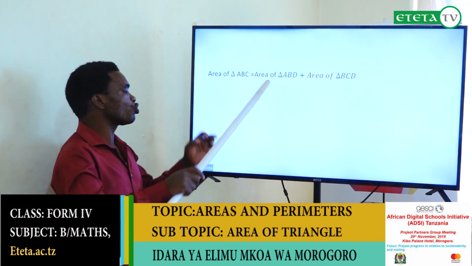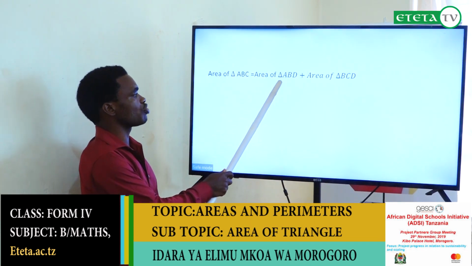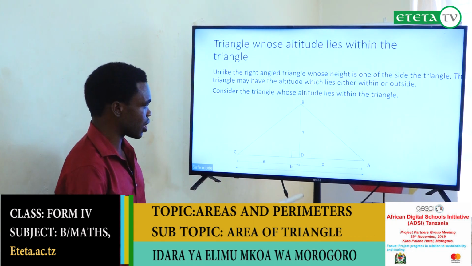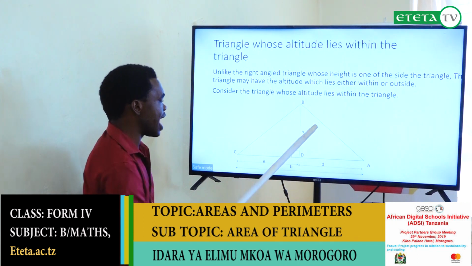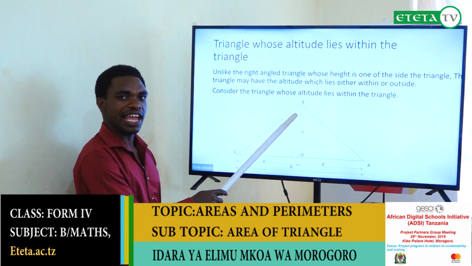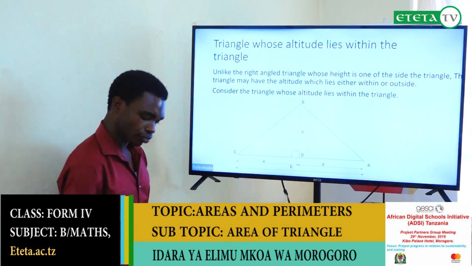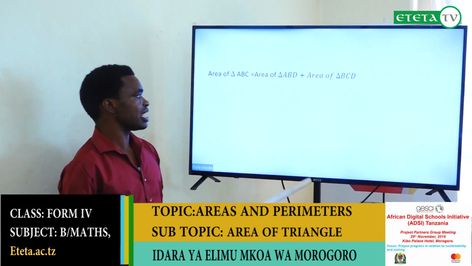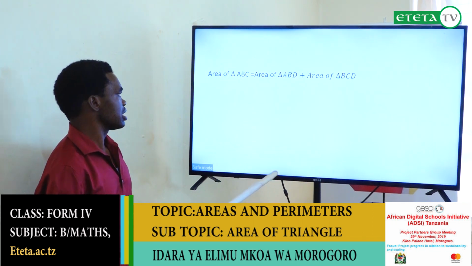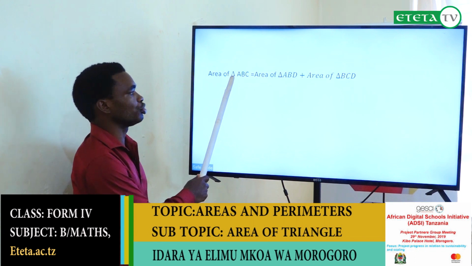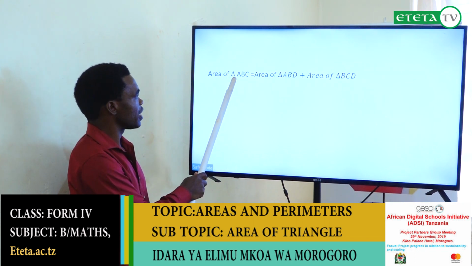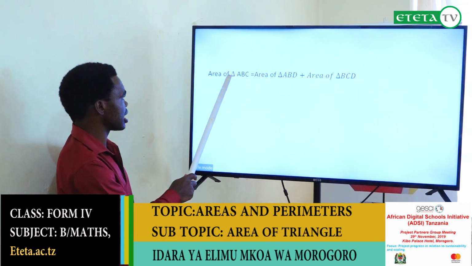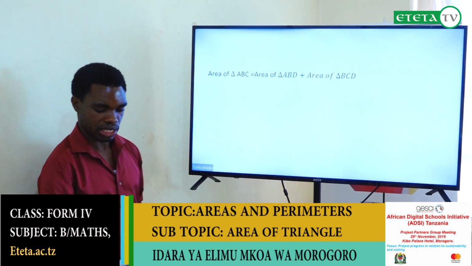Now the area of the whole triangle ABC should be equal to the area of the triangle ABD, the first triangle, which is this one, and again we have to add it with the area of this triangle. So it will be the area of triangle ABD plus the area of triangle BCD. This symbol stands for triangle. So wherever you find this one, know that it stands for the triangle. So for this one, read it as the area of triangle ABC.